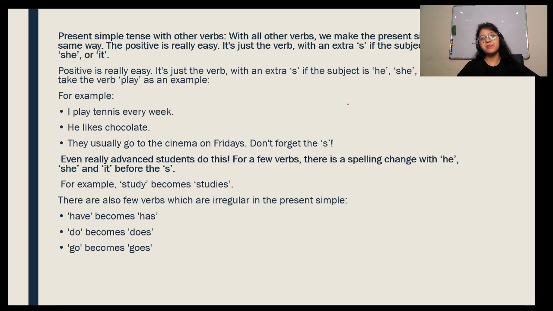Now, present simple tense with other verbs. With all the other verbs, we make the present simple in the same way. The positive is really easy. It's just the verb with an extra s. If the subject is he, she, or it, it's just the verb with s. I've repeated the same thing here, funnily, but right there you go. I play tennis every week. He likes chocolate. They usually go to the cinema on Fridays. Don't forget the s.